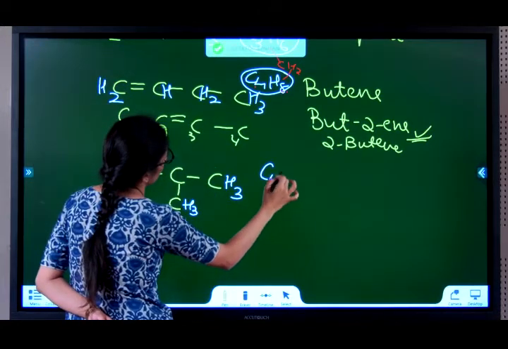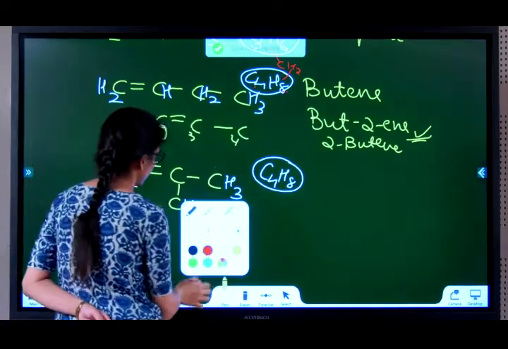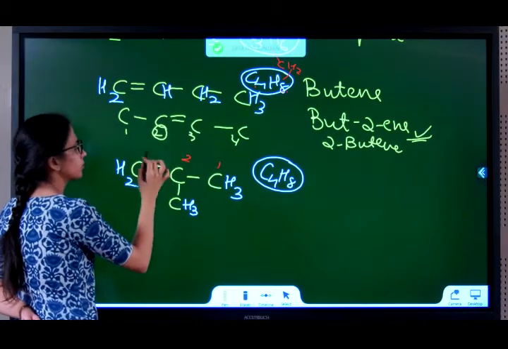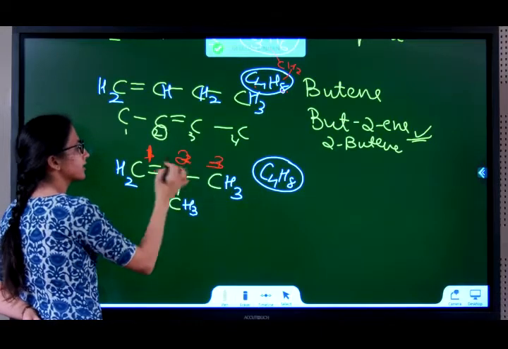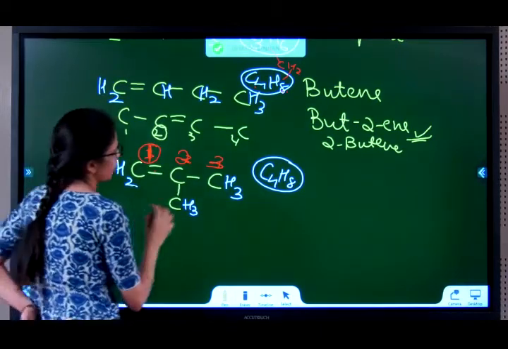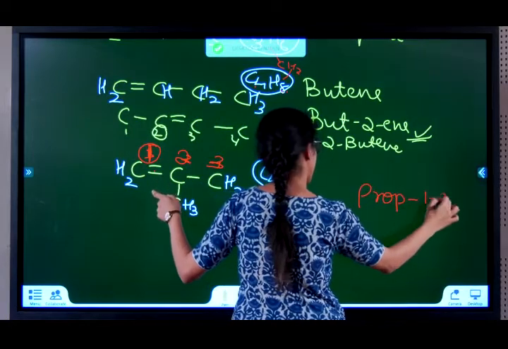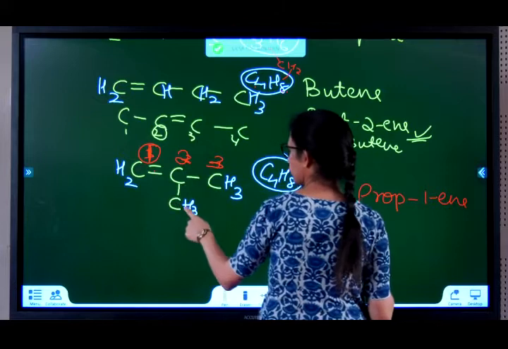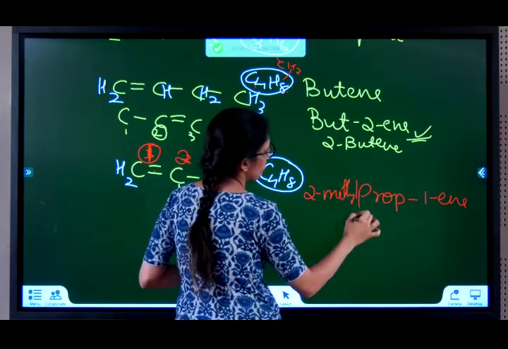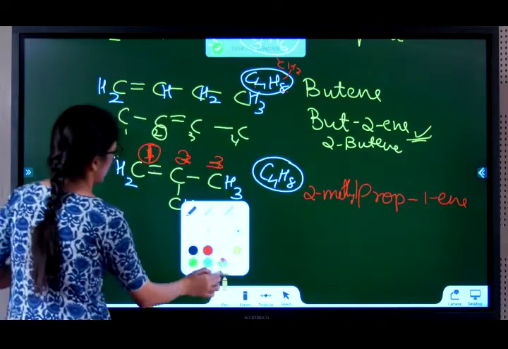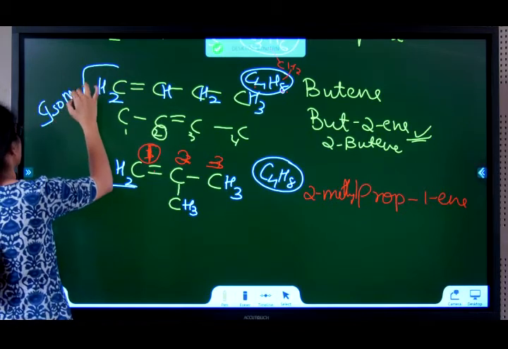Put the H's, CH2, CH3, CH3, C4H8 again. So is it an isomer? Yes, it is. What will be the name of this? 1, 2, 3. Wrong, because lower number is 2. If I choose 1, 2, 3 like this, now lower number 1. So I have prop. At position 1 I have the double bond. At position 2 I have the methyl group. So 2-methylpropene. These three are the isomers of butene.